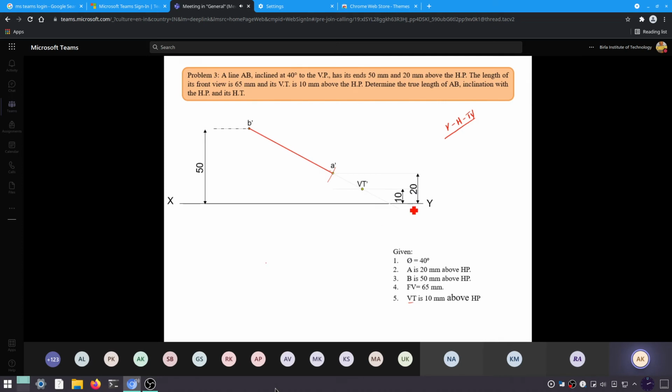This information is already provided to you, that VT is 10 mm above HP. So capital V is 10 mm above the XY line. We'll get small h over here. Drop it to the XY line, it will give you small v. You extend this line further. VT.